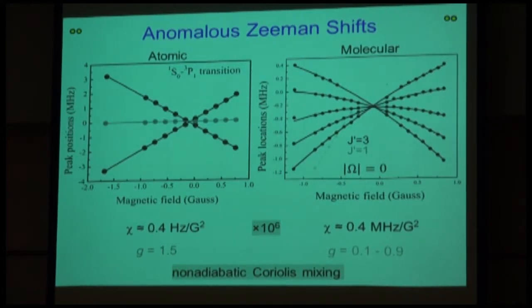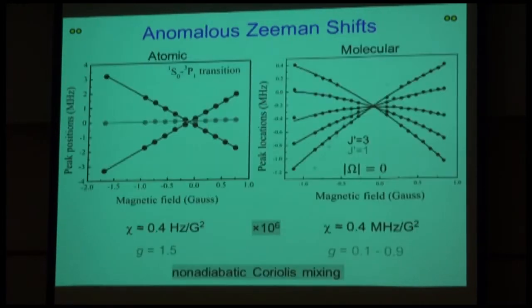Of course, another puzzling thing was that even the linear shifts were unexpected. In fact, this particular level corresponds to the omega of 0 in the excited state potential. Remember, the excited state had two potentials, so this one corresponds to the one that's supposed to have no linear Zeeman shift, and yet these levels had large Zeeman shifts with effective g's of 0.1 to 0.9. So both the linear shifts and the quadratic shifts were huge compared to what we thought they should be.